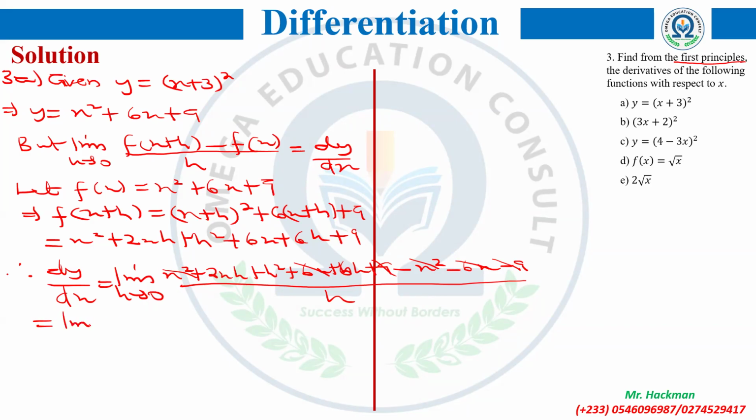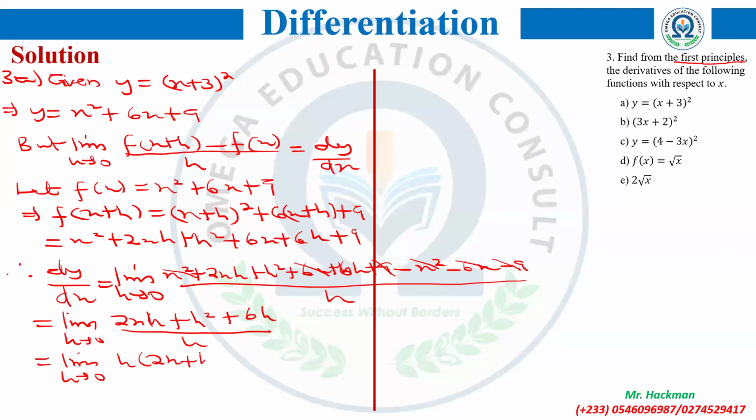The limit, don't forget the limit, never, as h approaches 0, of 2xh, then plus h squared, plus 6h, all over h. Direct substitution is not allowed, so you have to factor out the h. So h in the numerator will come out: 2x plus h, then plus 6, all over h. So this cancels that.